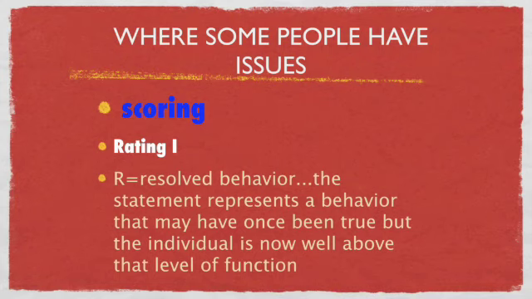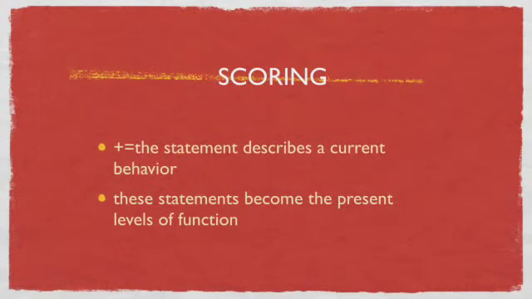In rating 1, there are statements, including, for example, the statement has prolonged periods of visual latency. That statement may have once been true about the child. If the parent says, well, yes, when he was little, he had so much latency, but about the time he turned 3, we started to notice there was less, I would mark that statement as an R, because it means that statement is resolved. It may have once been true of him, but he is now well above that level of function.